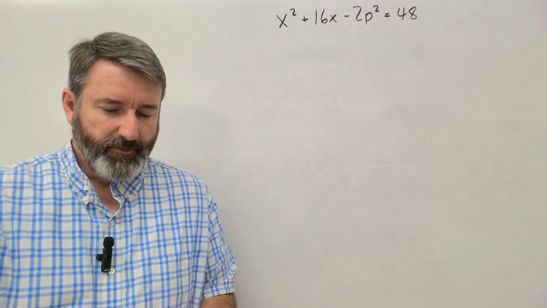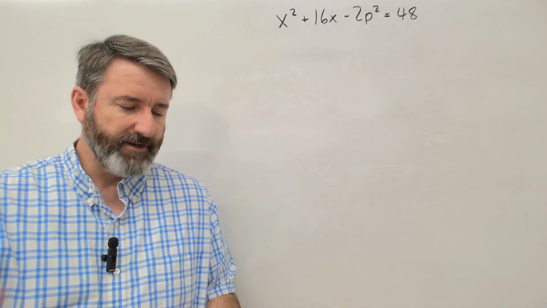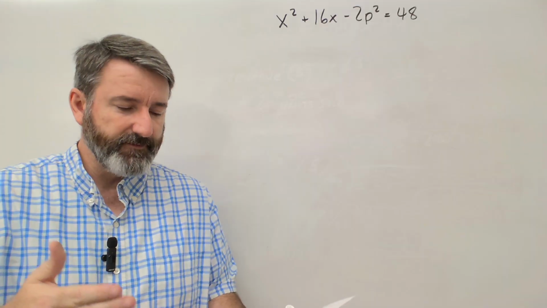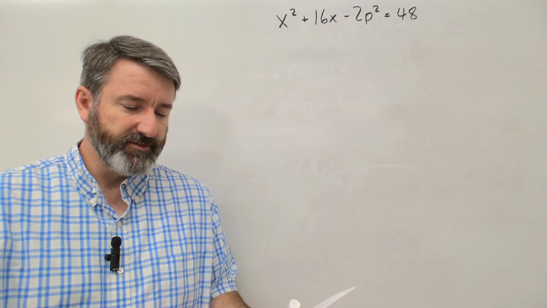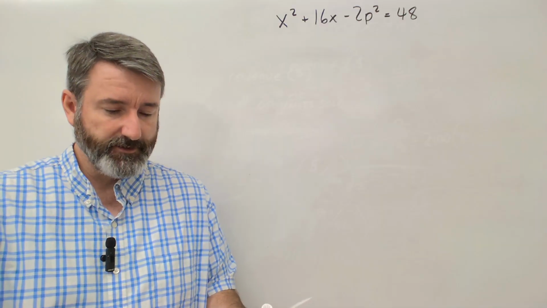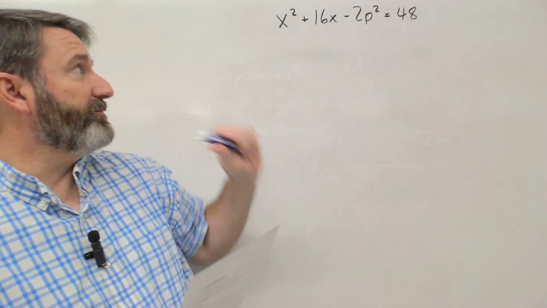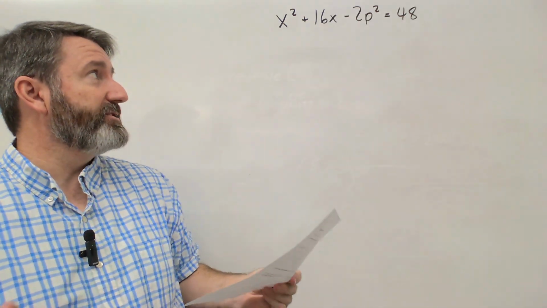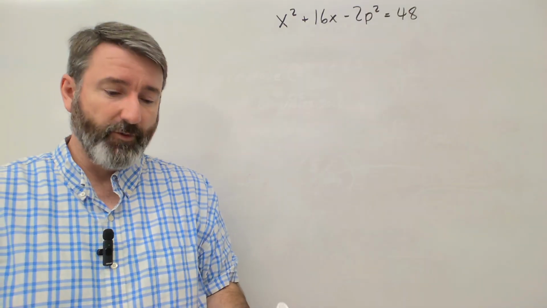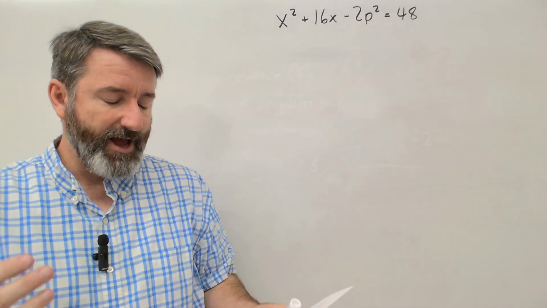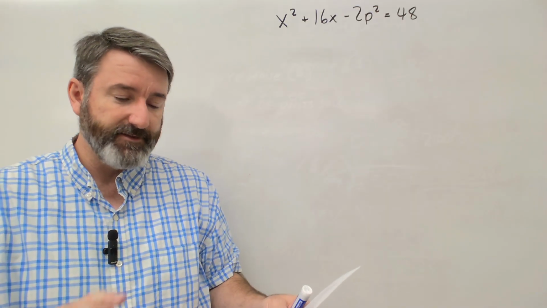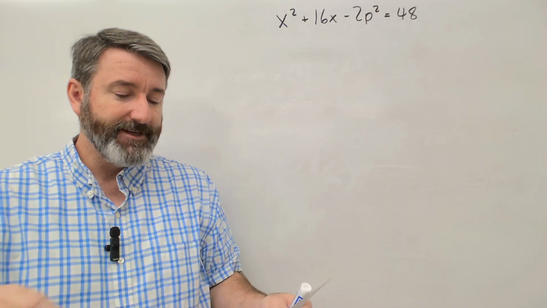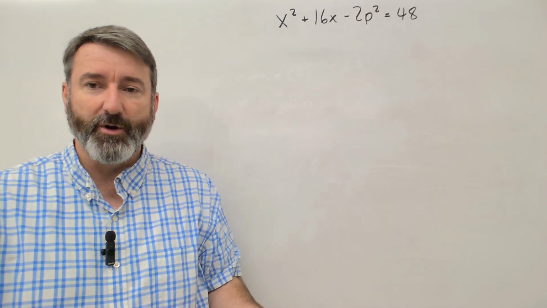All right, for this problem, we're asked to suppose that the price of a dog collar is P dollars, and the supplier is willing to supply X hundreds of collars, where X squared plus 16X minus 2P squared is equal to 48. And we're asked, how fast is supply changing when the price is $4 per collar and is increasing at 10 cents per week?